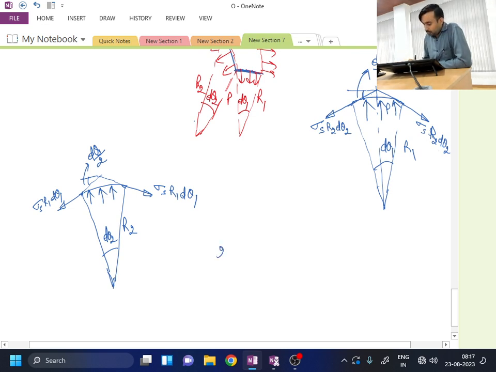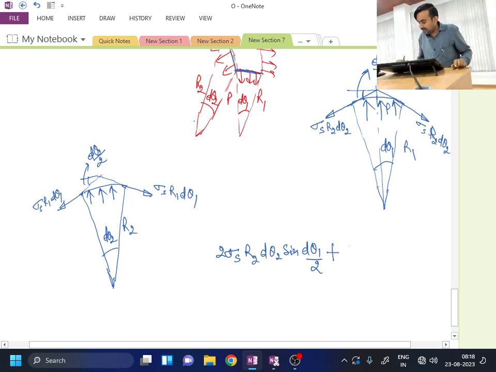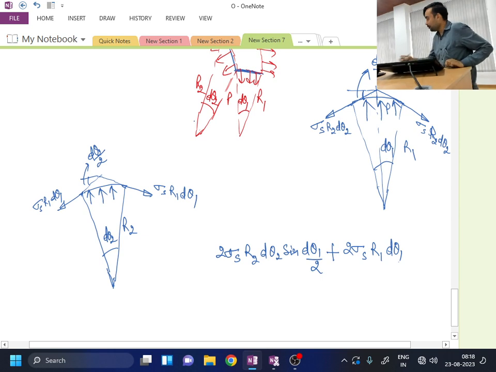So 2 sigma s into r2 d theta 2, and it will have some component. In vertical direction, the component is sine of d theta 1 by 2. Similarly, from here also this force is coming. So from here the force is how much? Plus 2 sigma s into r1 d theta 1 into sine of d theta 2 by 2. So this is the total surface tension force.